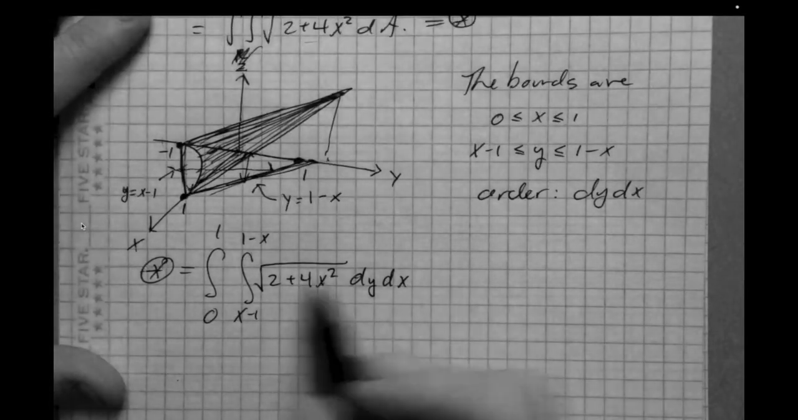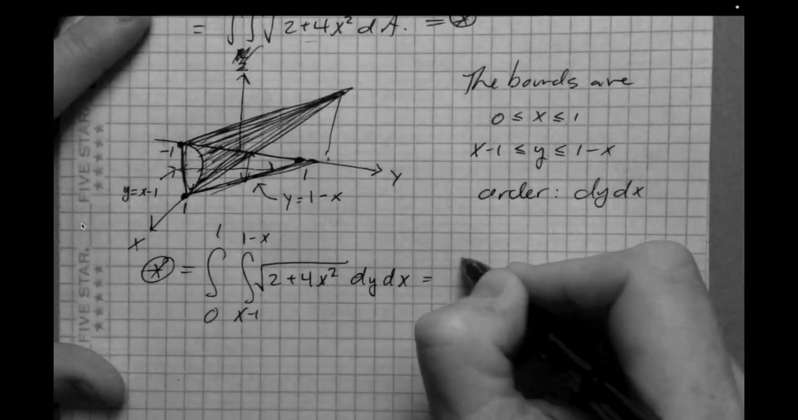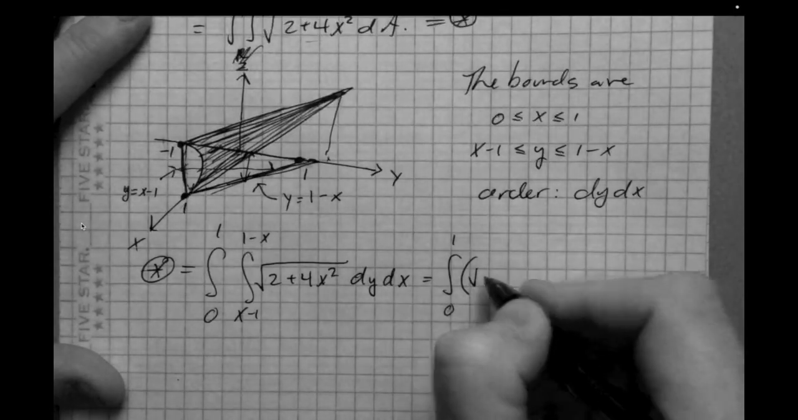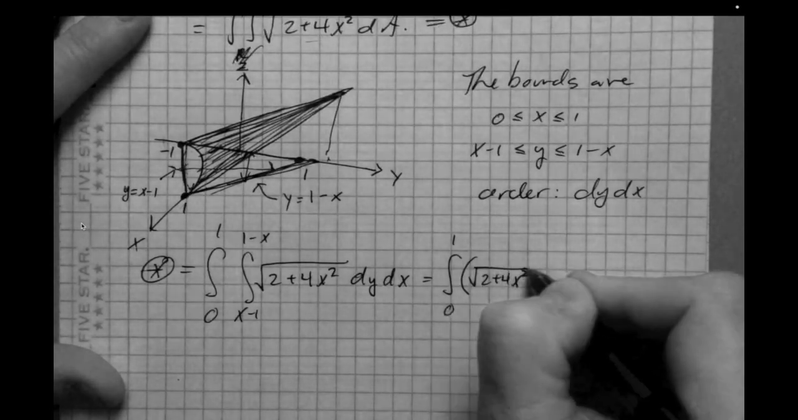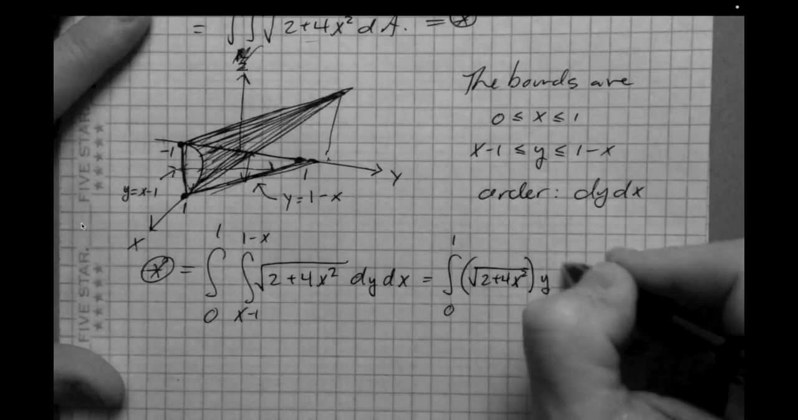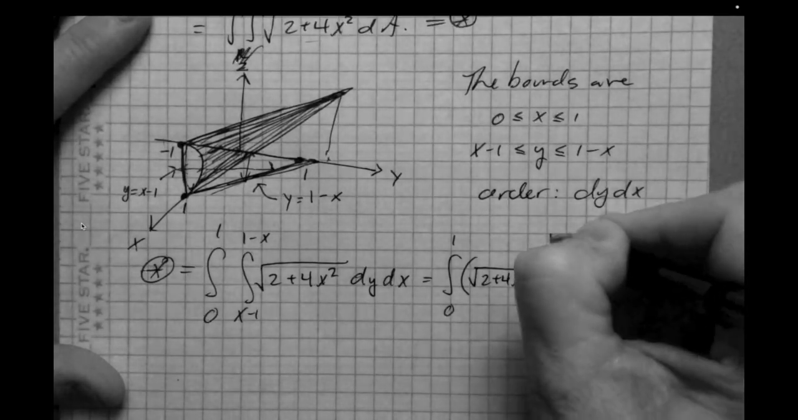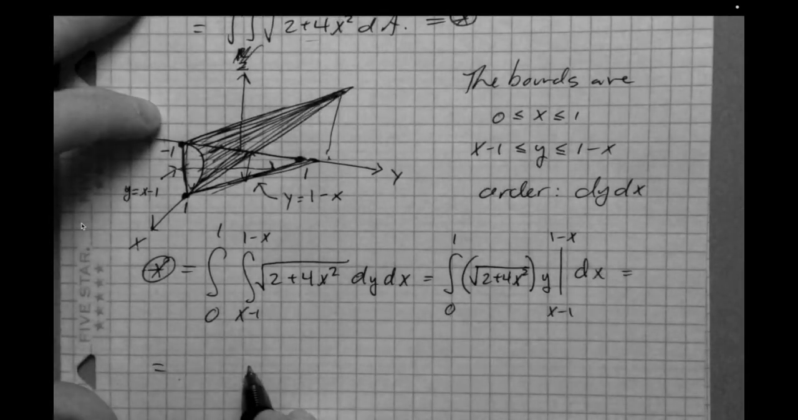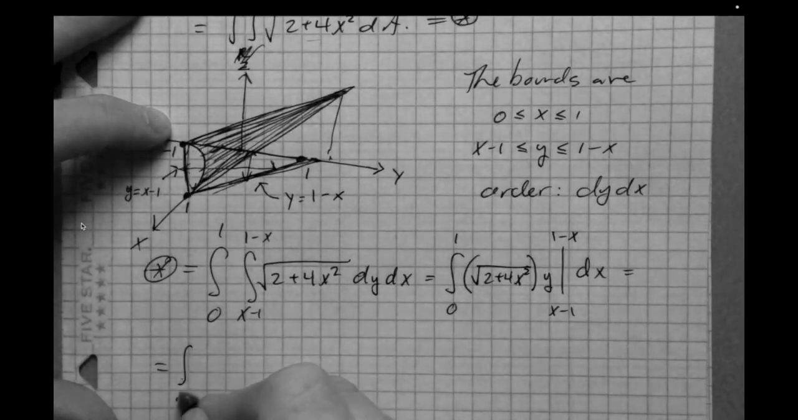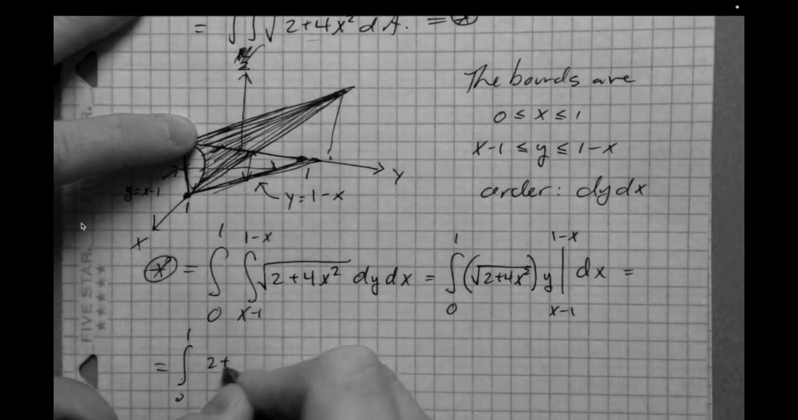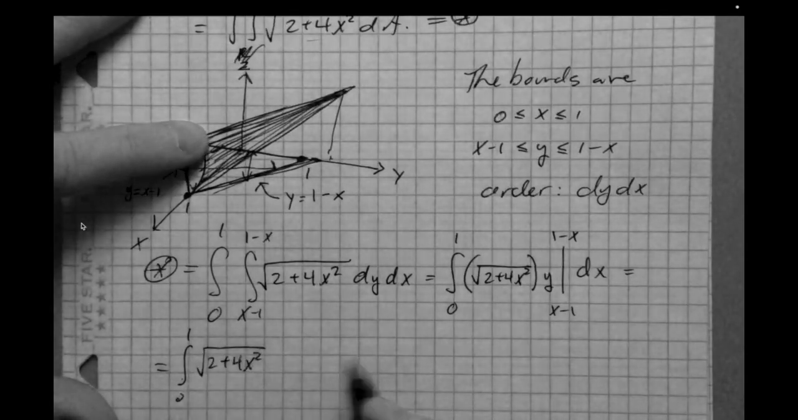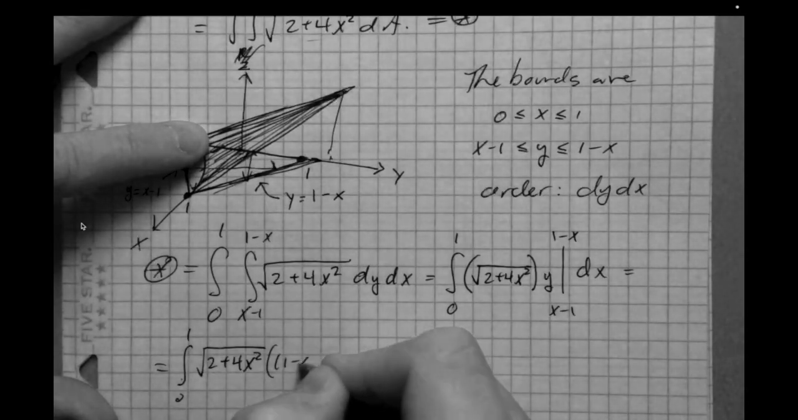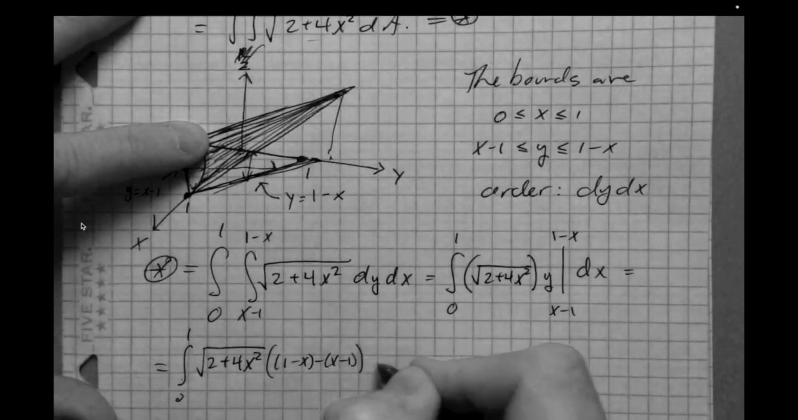Okay, and so integrating with respect to y first is very simple, right? This is just a constant, so you're going to have the square root of 2 plus 4x squared, and then you're just going to toss a y in there, and that'll go from x minus 1 up to 1 minus x, dx. And so evaluating that inside piece, you'll have 0 to 1, and again just leaving the square root of 2 plus 4x squared alone. And here we'll go 1 minus x minus 1. That's dx.